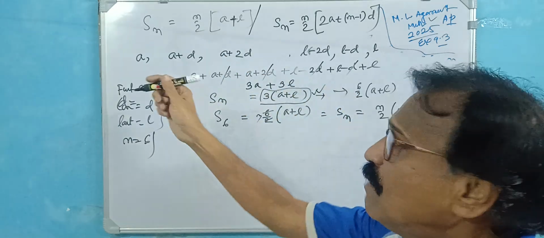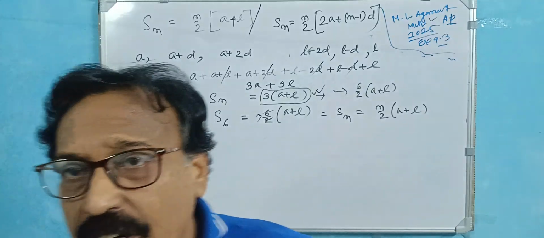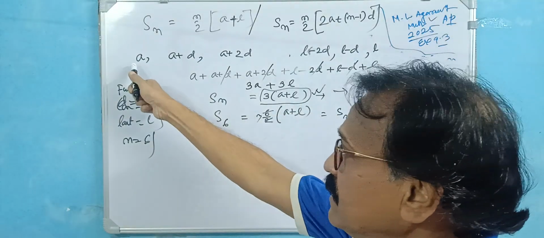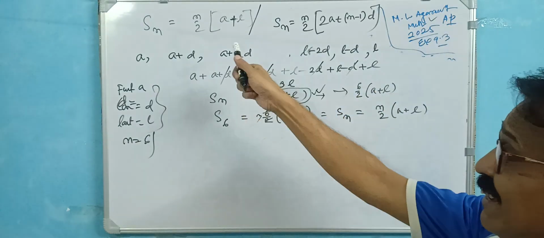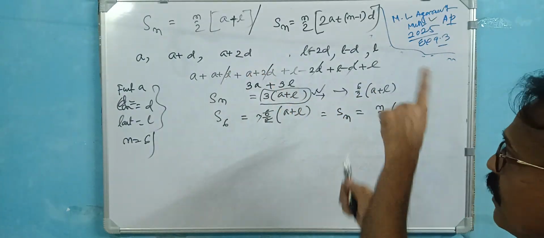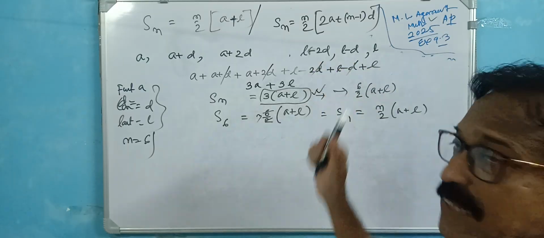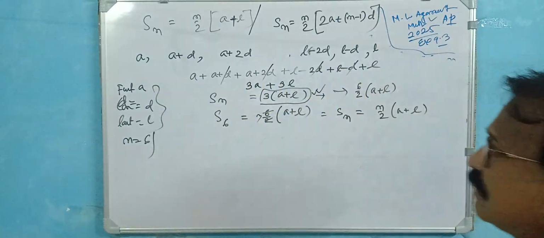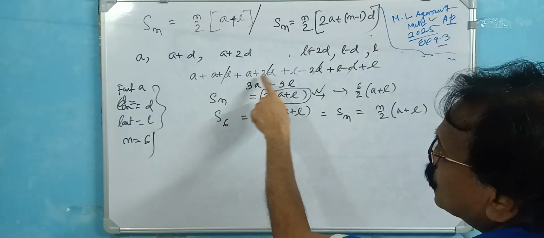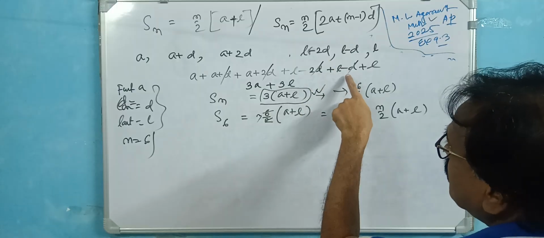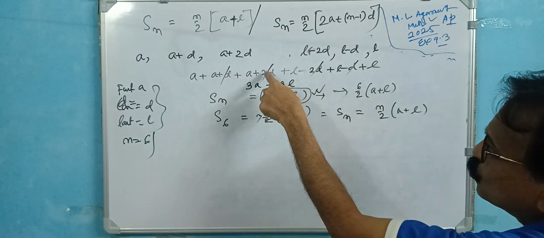For easy understanding, I assume there are 6 terms. The first term is a, the second term is a plus d because the common difference is d, the third term is a plus 2d, and the last term suppose l, before this is l minus d. The total number of terms is 6. If you add it, a plus d, a plus 2d, l minus d and l, the d terms cancel.